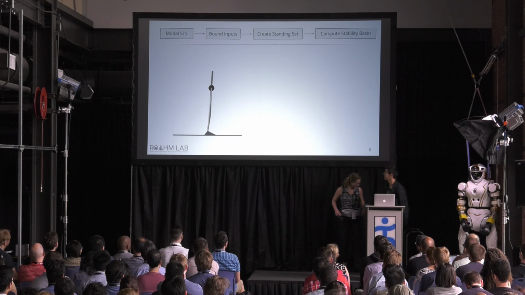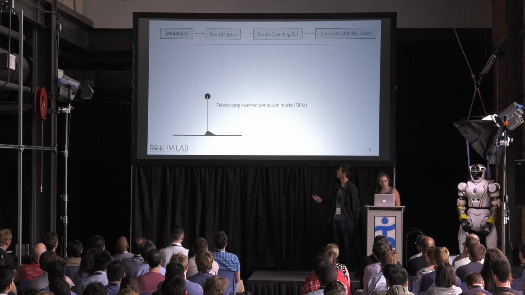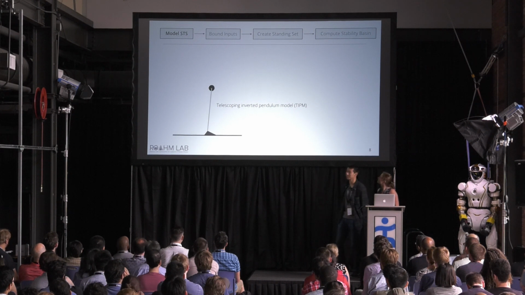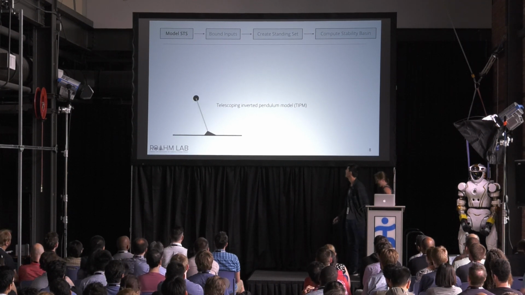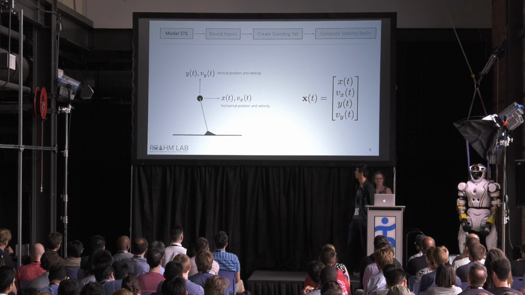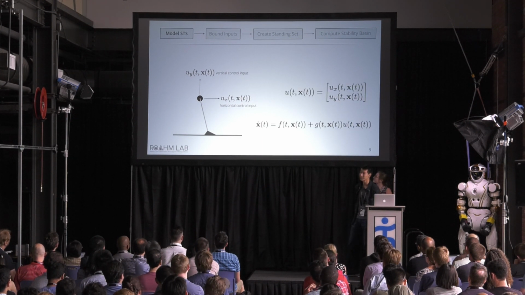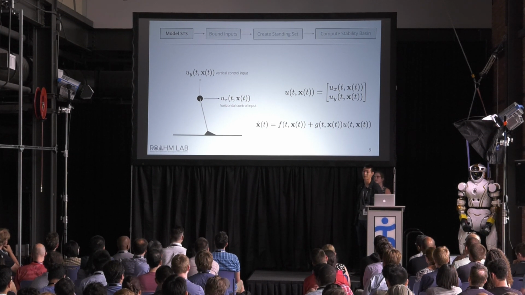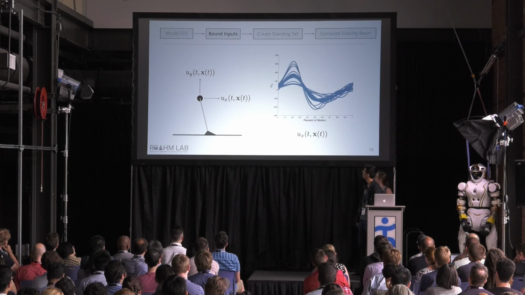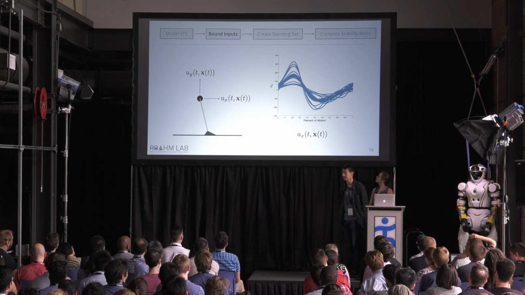All right, so I'll walk you through our pipeline for computing the stability basin. First, we start with motion capture data, and we use that to build a telescoping inverted pendulum model of the subject's motion. This model has 4 states, which are the horizontal and vertical positions and velocities of the center of mass. And it has 2 inputs, which are the horizontal and vertical forces on the center of mass, as well as control affine dynamics. We use inverse dynamics to compute the inputs for every observed successful trial.